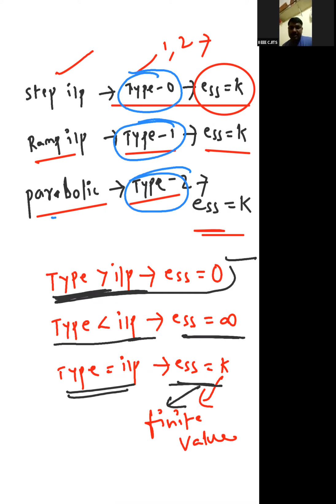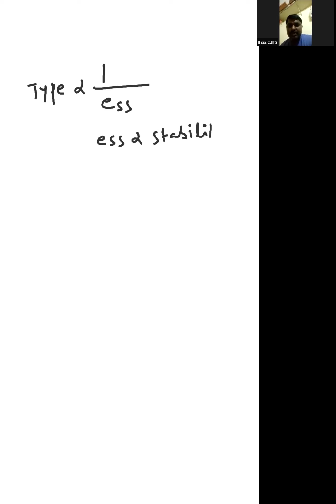And one more important relation we are discussing here. Just observe, type is inversely proportional to the steady state error. Then the steady state error is directly proportional to the stability. So these are very important terminologies, and very important formulas also.